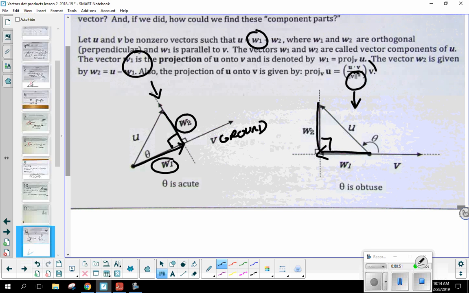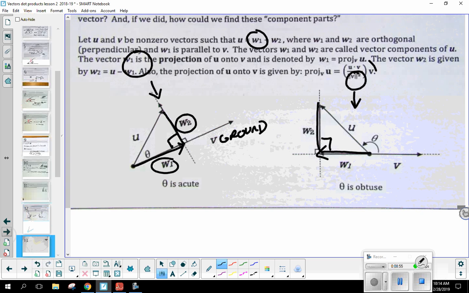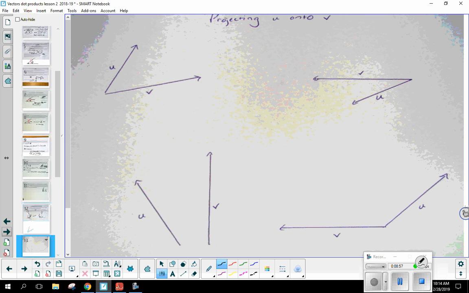So let's practice a few that haven't already been done for us. I didn't bother making copies of these. We'll just look at these together, and you can revisit these if you like. For all of these, we're going to project U onto V. So basically, if I put the sun in the appropriate place, where's the shadow going to be?